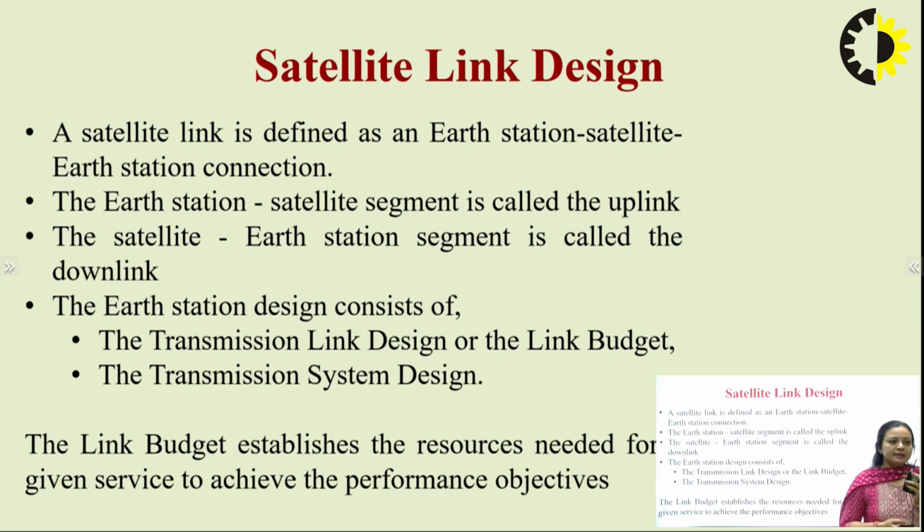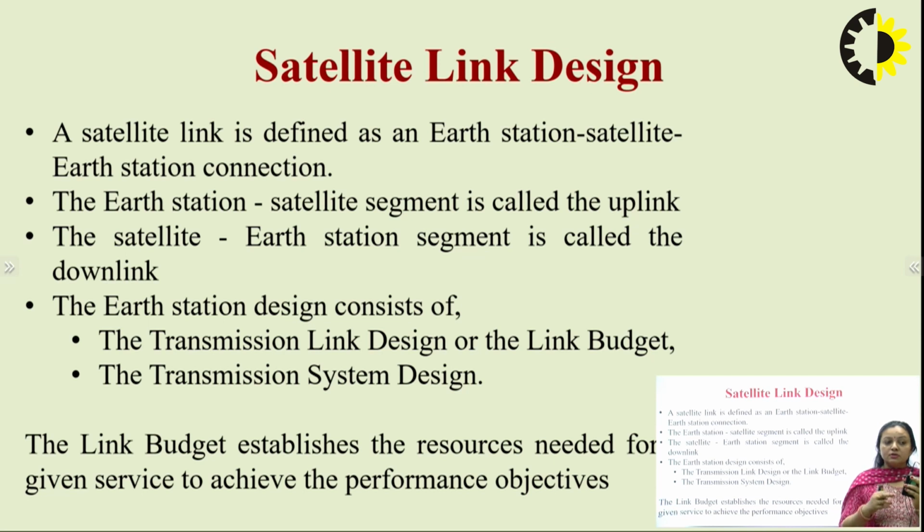A satellite link is defined as a connection from an Earth station to the satellite, then from the satellite to the Earth station. A connection from the Earth station to the satellite segment we call an uplink, where I am transmitting information upward. A link from the satellite towards the Earth station segment we call a downlink, where we are receiving the information at the Earth station. My Earth station design consists of two things: the transmission link design, or the link budget, and the transmission system design.